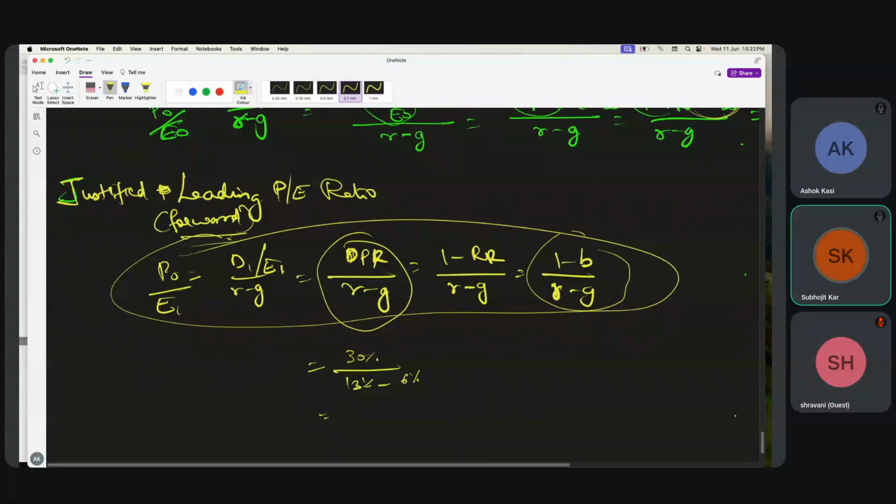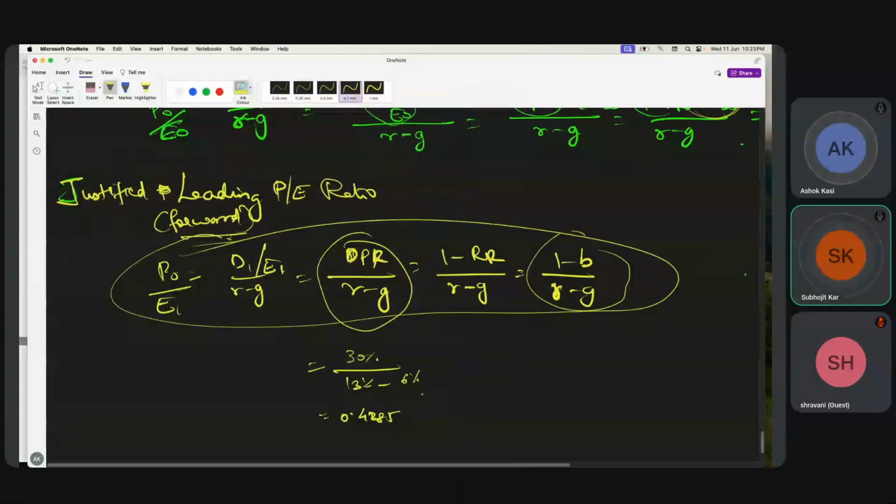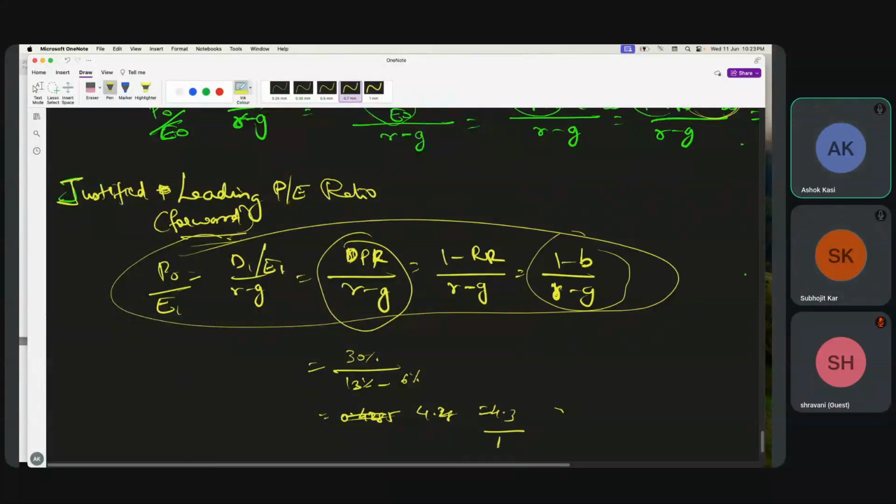So, 0.4285. That is 4.28, 4.285, so that is 4.3. That means to earn 1 rupee, the market is willing to pay 4.3 rupees.